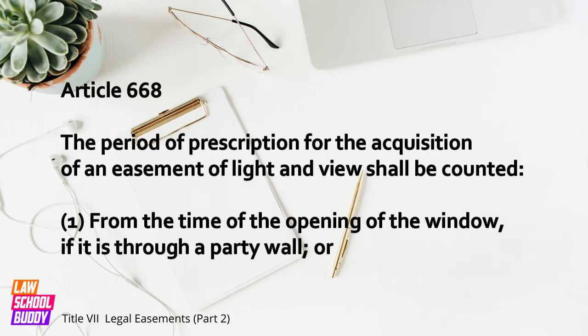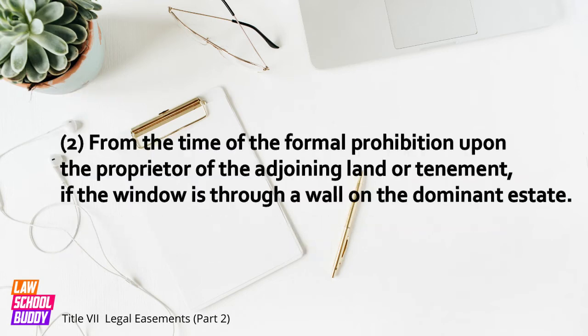The period of prescription for the acquisition of an easement of light and view shall be counted: 1. From the time of the opening of the window, if it is through a party wall, or 2. From the time of the formal prohibition upon the proprietor of the adjoining land or tenement, if the window is through a wall on the dominant estate.